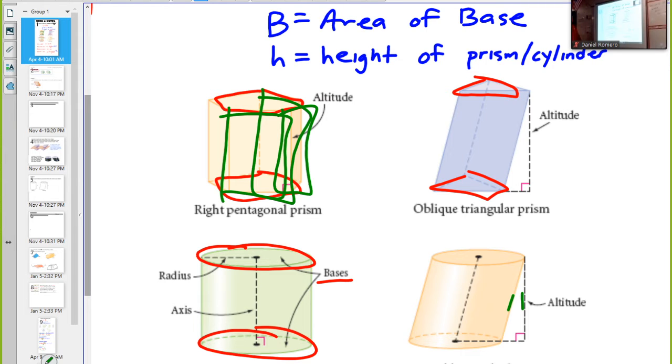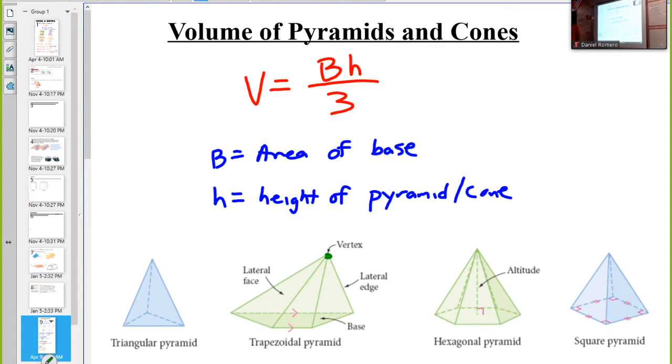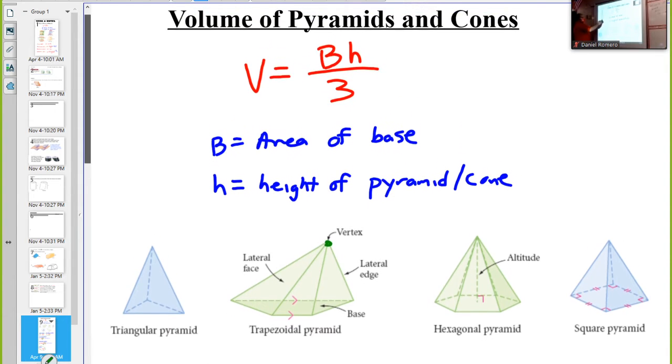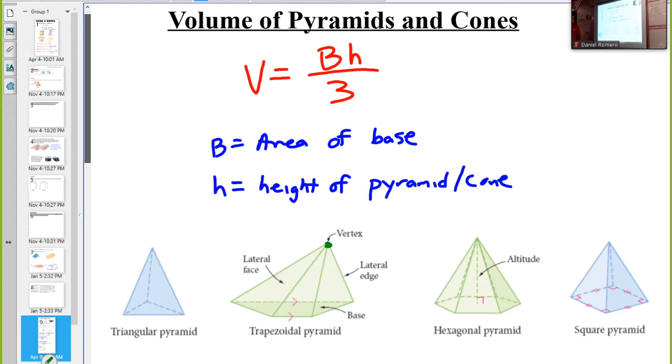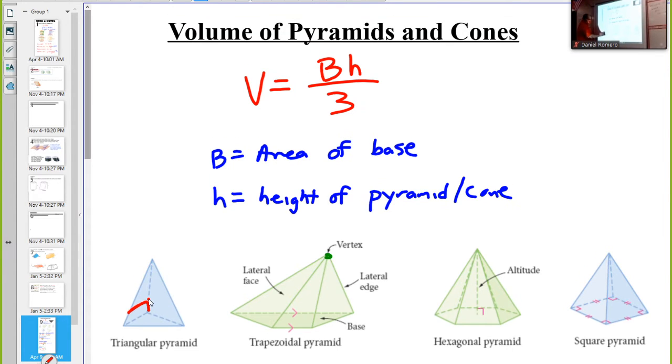So now we can transfer that logic to two new solids today, which are pyramids and cones. Since this looks like it's going to be a rough day, I'm going to have to do more talking than asking. What do these have in common? These have one base. Pyramids, just like prisms, you name by the base, but now there's only one base. A triangular pyramid would have just one triangle. A trapezoidal pyramid would have one trapezoid as a base. A hexagonal pyramid would have one hexagon as the base. So these only have one base.